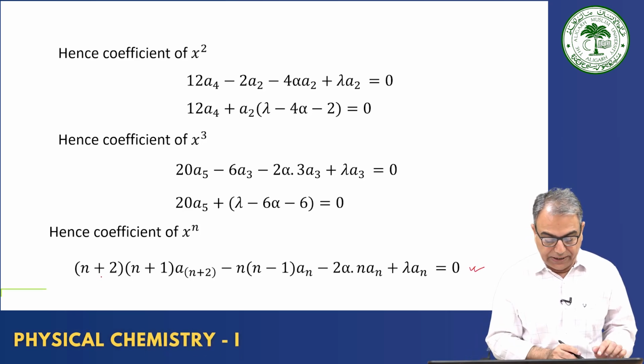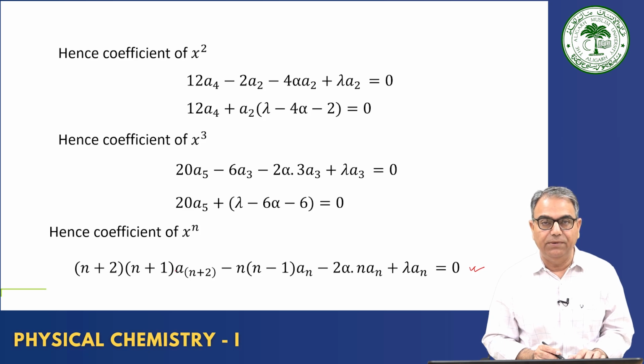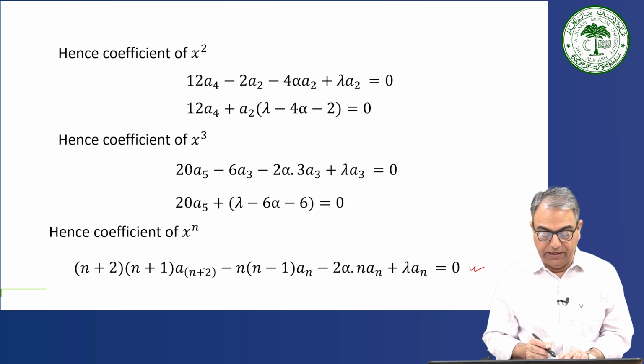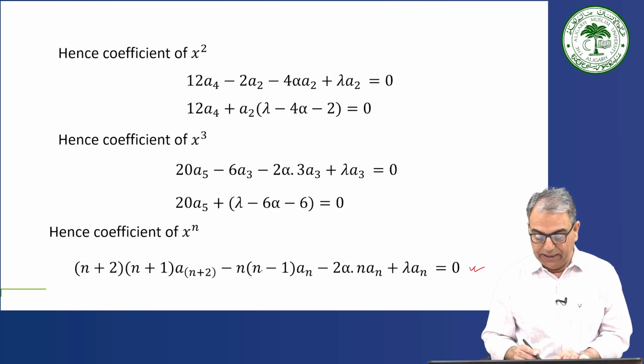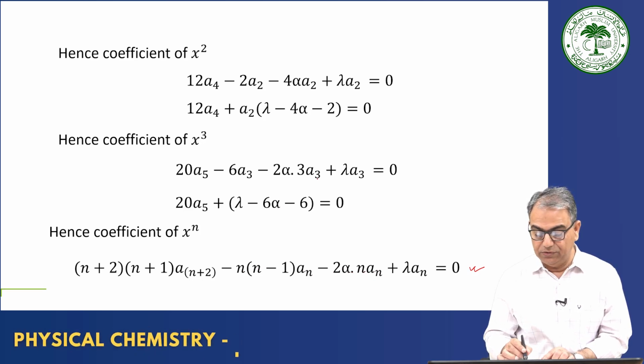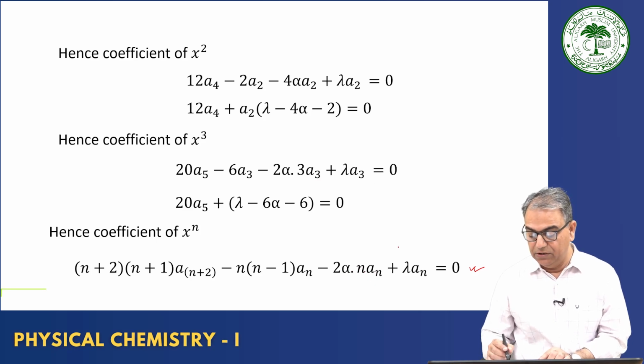Now if you want to put n is equal to 3, then 3 plus 2 will be 5, 3 plus 1 will be 4, and 5 multiplied by 4 will be 20. So you have 20 here, a n plus 2, n is 3, so a5, minus n into n minus 1, n is 3, so 3 minus 1 is 2, and 2 multiplied by 3 is 6, so you get 6a3. Then minus 2 alpha n into an, so minus 2 alpha into 3a3, plus lambda into an, so lambda a3.